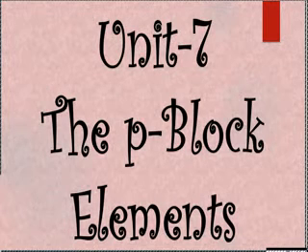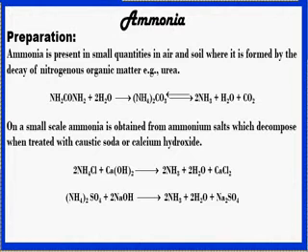Unit 7, the P block elements. Today we will discuss preparation, properties and uses of ammonia. Preparation. Ammonia is present in small quantities in air. In soil, it is formed by decaying of nitrogenous organic matter. Example, urea. Urea on decaying forms ammonia in soil. Preparation number 1.